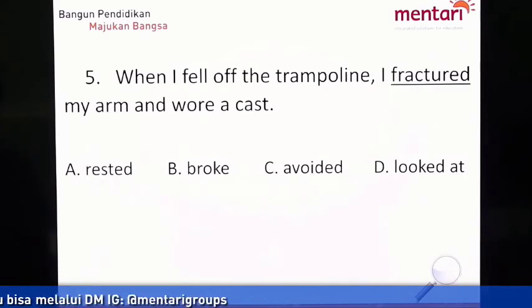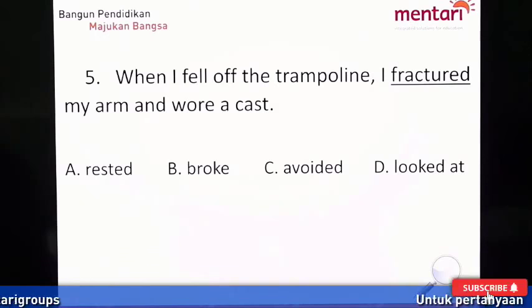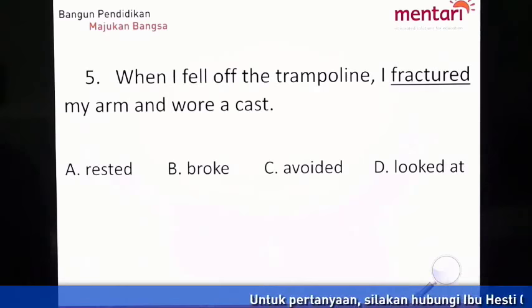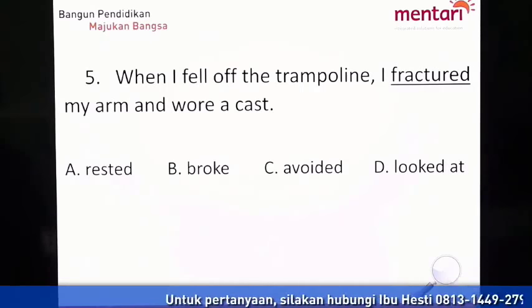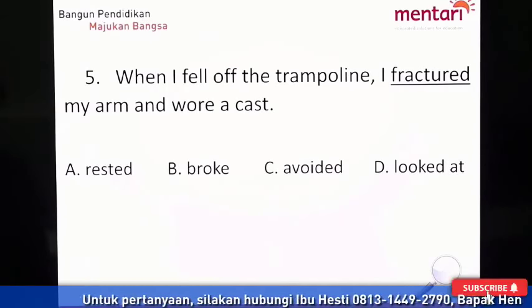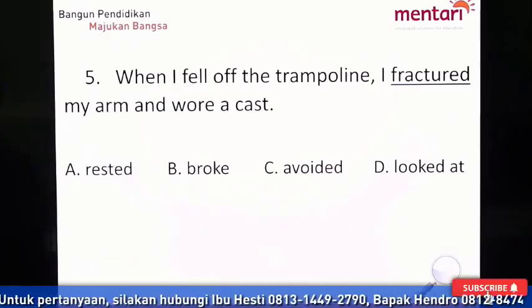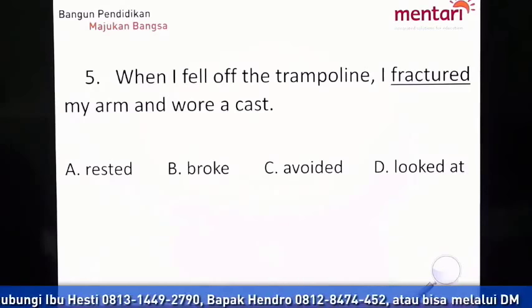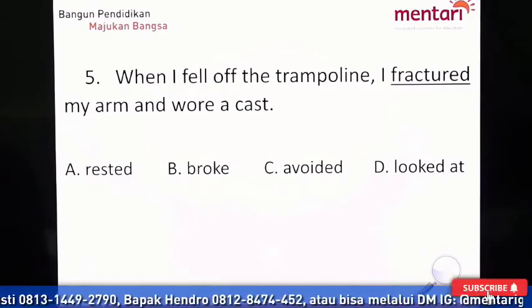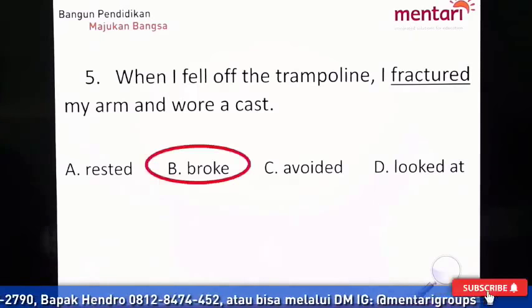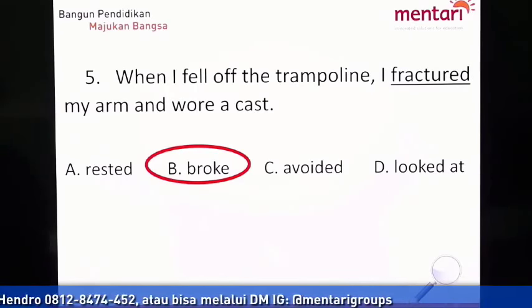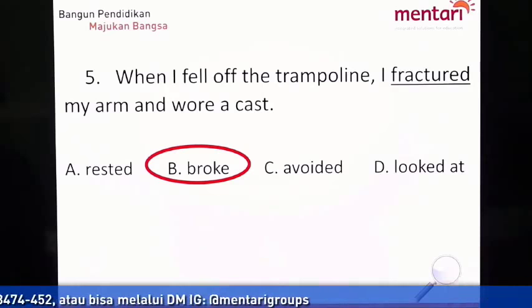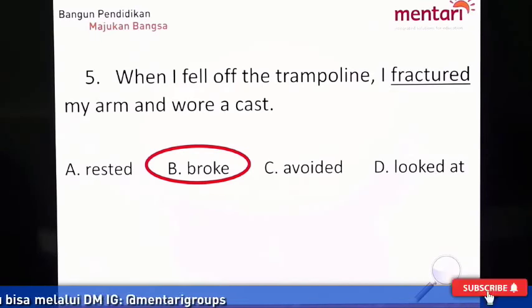Number 5. When I fell off the trampoline, I fractured my arm and wore a cast. The word fractured, what does it mean? Look at the clue. Fell, my arm, and wore a cast. Can it be rested? Broke? Yes, you are right. It is broke. When you have a fracture, then only you have to use a cast. So your bone must have got broken.